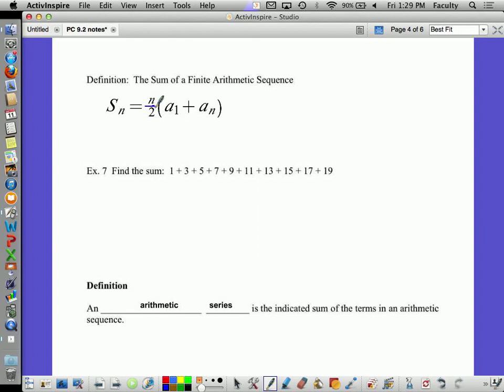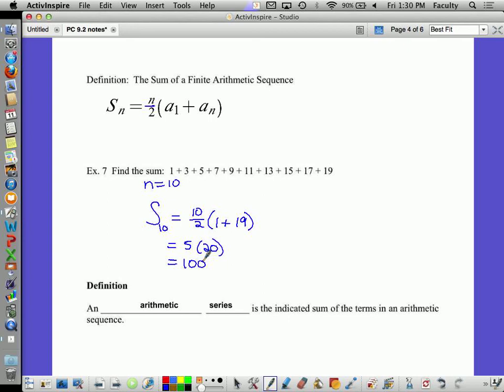Well, I need to know how many terms there are. 1, 2, 3, 4, 5, 6, 7, 8, 9, 10. So I'm adding together 10 terms. So I want S sub 10. That's 10 over 2. The first term is 1, and the last term, or a sub 10, is 19. That's 5 times 20, which is 100. Okay, very simple.